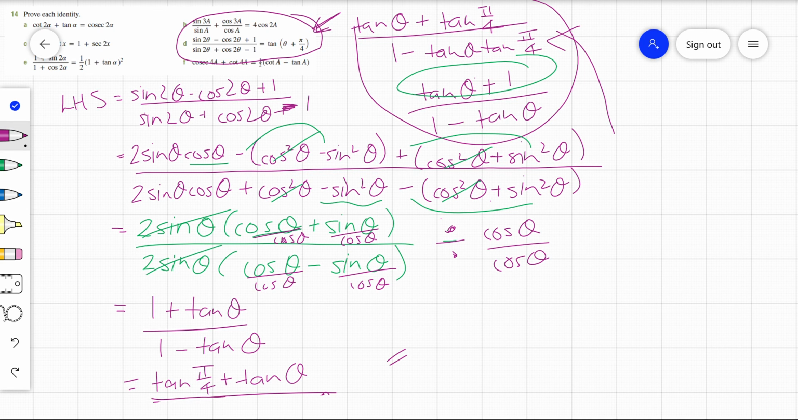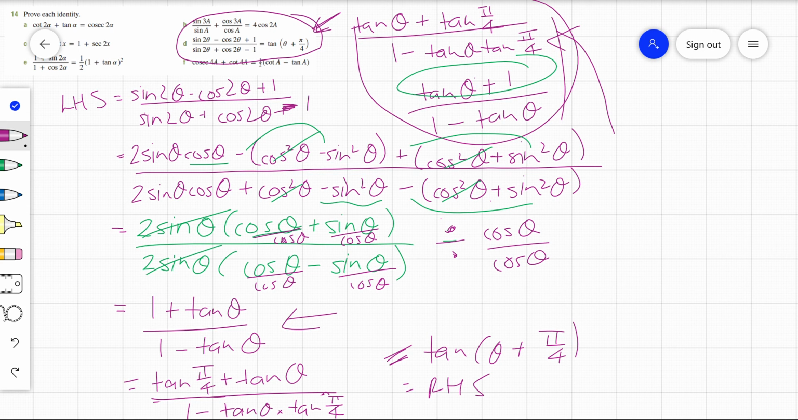I want 1 minus tan theta times tan pi on 4, because we know that's 1, right? Okay, and that equals tan theta plus pi on 4, which equals the right hand side. The other thing you could do is get it to here, and then work on your right hand side and get it to here, which is the same, and then say, look, they're the same. Great, that must mean it's true. Okay, either way.